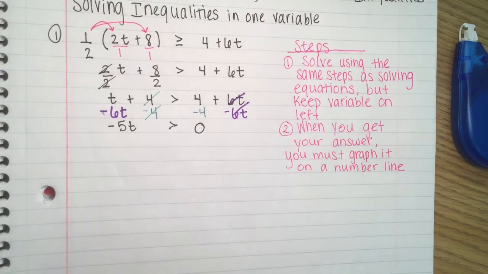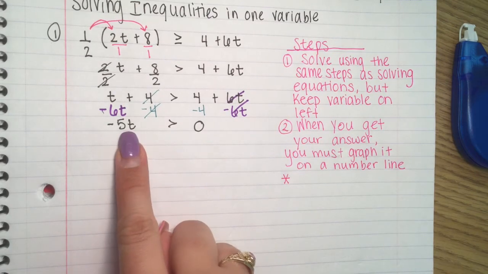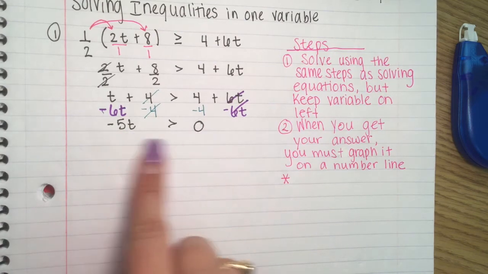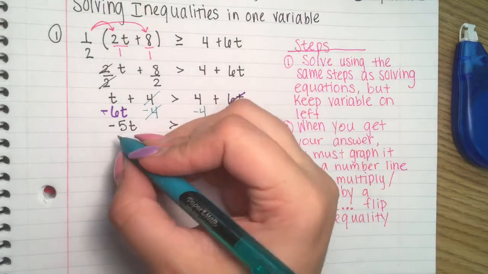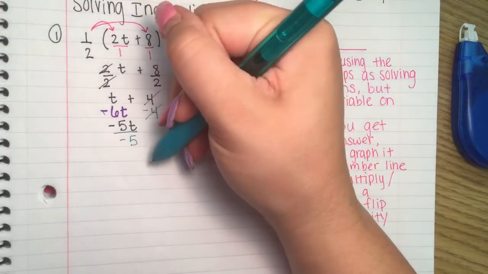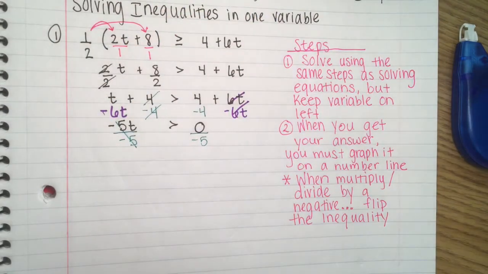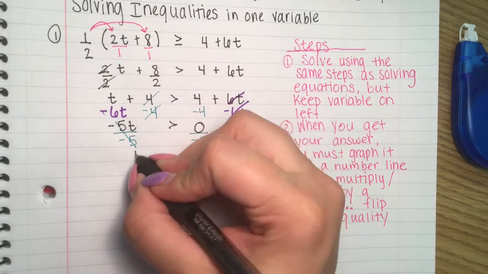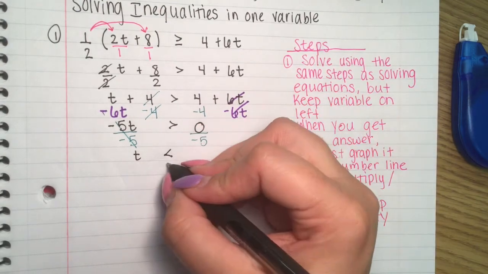When you get your answer, you want to put it on a number line. One thing that we definitely need to remember is that when we multiply or divide by a negative in an inequality, we must flip the symbol. Over here, when I divide by -5, I'm dividing by a negative. I am going to go ahead and flip that symbol. So this will become a less than or equal to symbol.